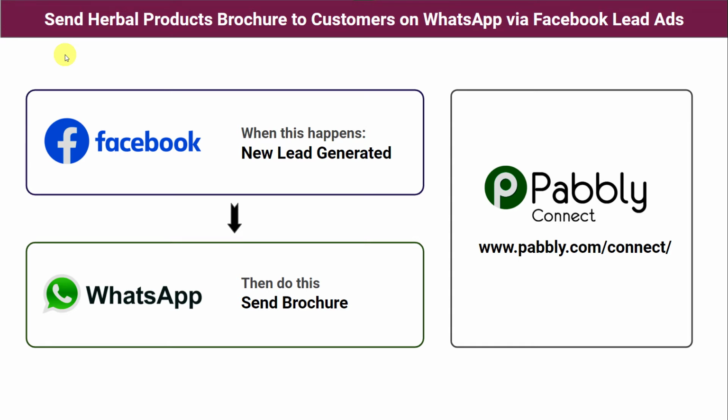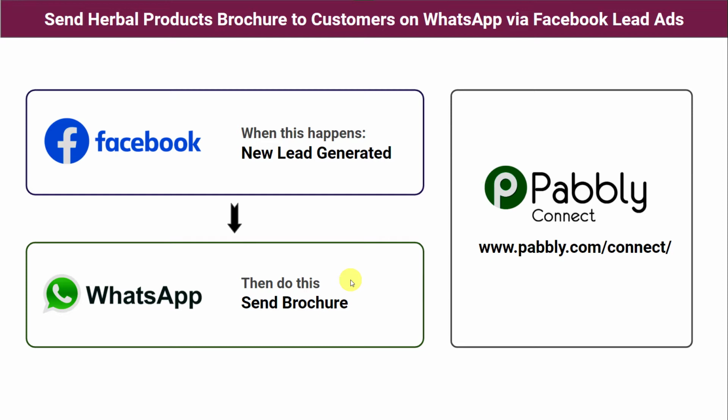Hello everyone. In this video, we are going to learn how to send herbal products brochure to customers on WhatsApp via Facebook lead ads. So let's take an example that you are a herbal product store owner. You have created a Facebook page to advertise your business and you are running Facebook lead ads on that page. So whenever someone clicks on those ads, a Facebook lead ad form will get open. Now you want that whenever that Facebook lead ad form is filled, your herbal product catalog brochure should be sent on the WhatsApp number of the potential customer.